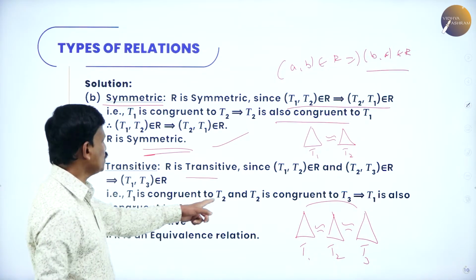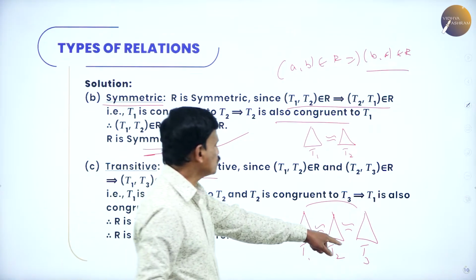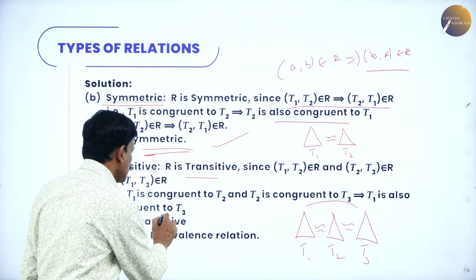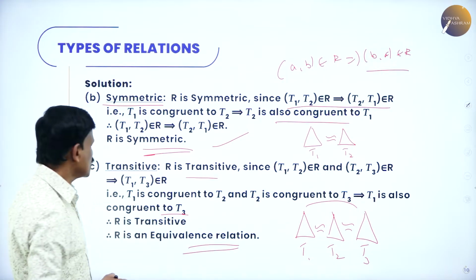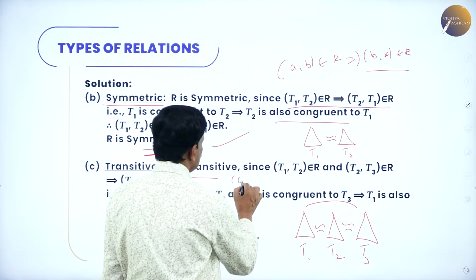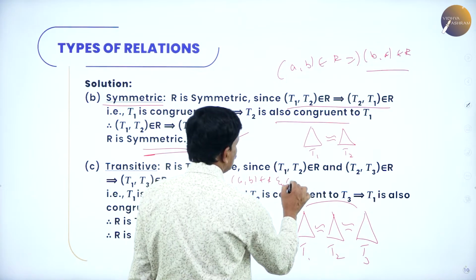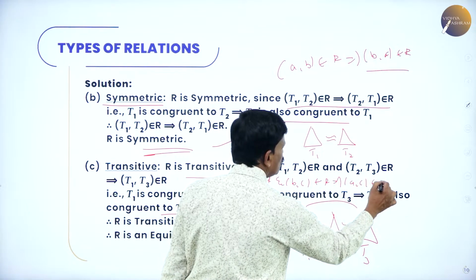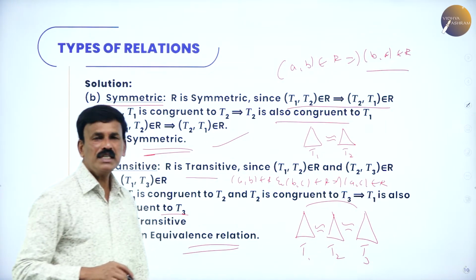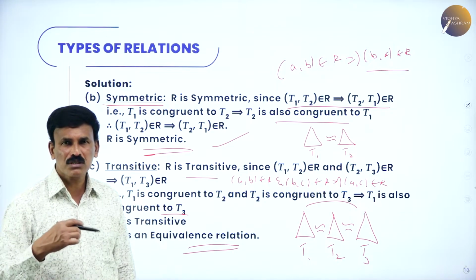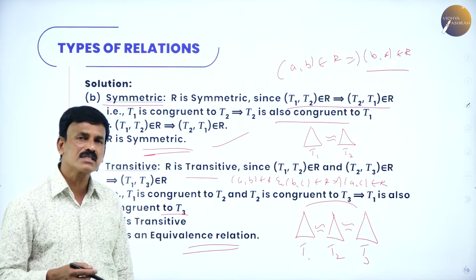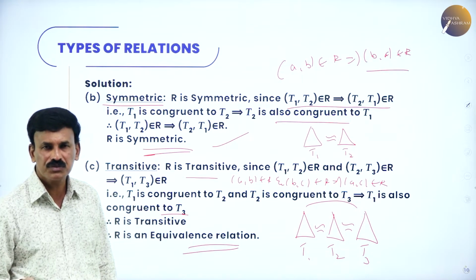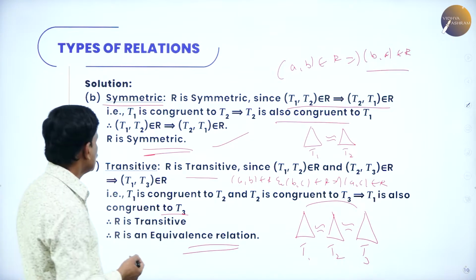So T1 is congruent to T2 and T2 is congruent to T3, and the first triangle T1 is also congruent to T3. Therefore, this is a transitive relation. That means here (A, B) belongs to R and (B, C) belongs to R implies (A, C) also belongs to R. That means T1 is congruent to T2 and T2 is congruent to T3 implies T1 is also congruent to T3. So therefore it is a transitive relation.